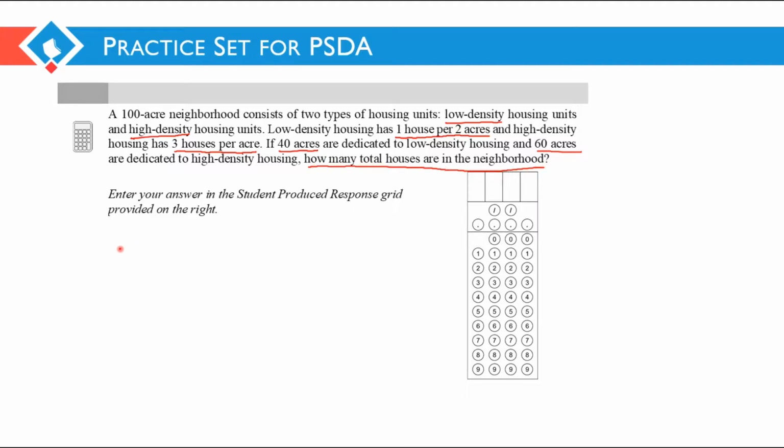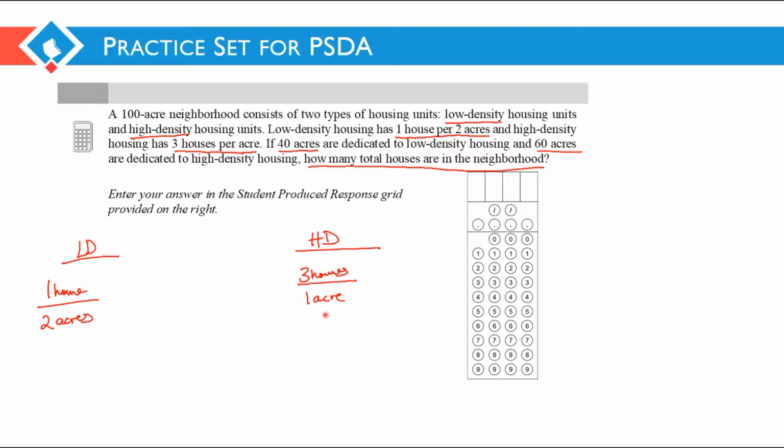Okay, so over here, we just separate this into two things: low density and high density. And in low density, we know that we have one home per 2 acres. And in high density, so I'll go ahead and label these. In high density, we have 3 homes per 1 acre.